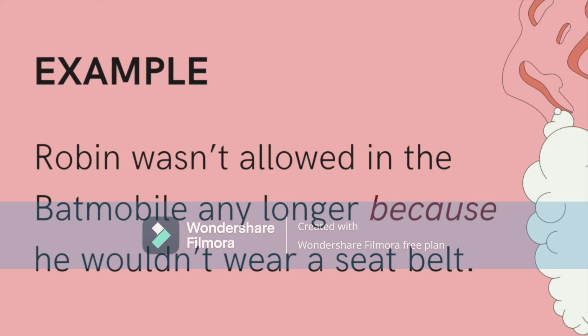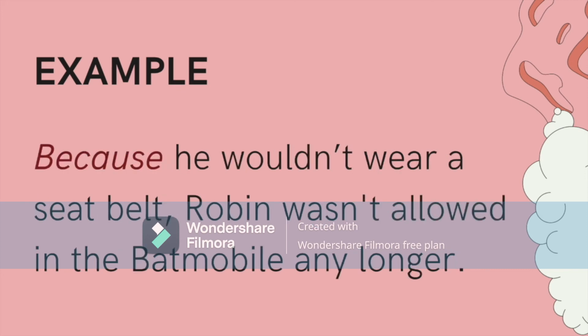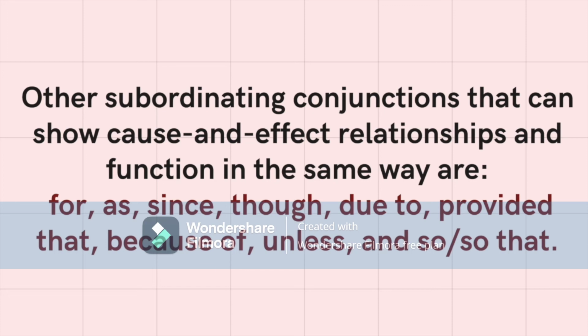A while ago, we said that a clause beginning with because is incomplete, but not when we add an independent clause. Let us look at the next example: Because he wouldn't wear a seatbelt, Robin wasn't allowed in the Batmobile any longer. We can see here that this sentence has a complete thought because we added the independent clause. A comma was added here to separate the independent clause and the dependent clause. But in most cases, a comma is not necessary if a subordinating conjunction follows an independent clause. Here are more subordinating conjunctions that can show cause and effect in a sentence.